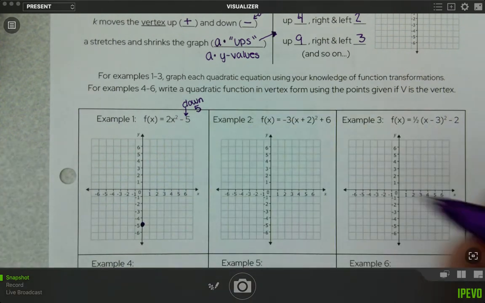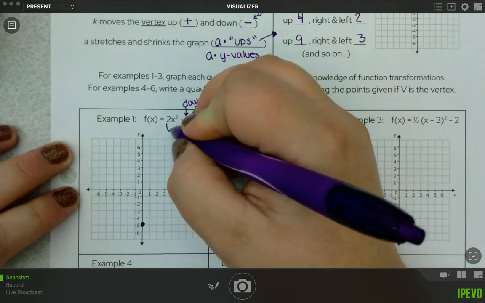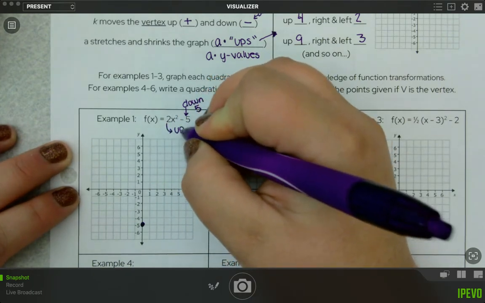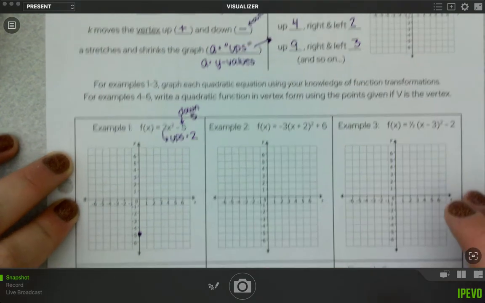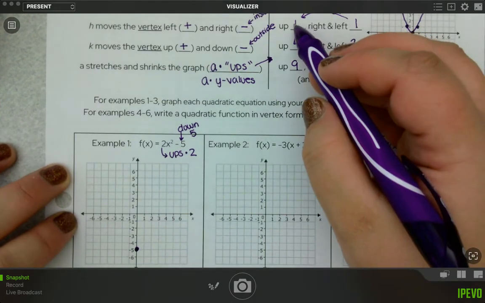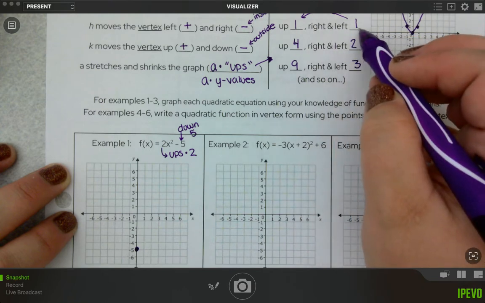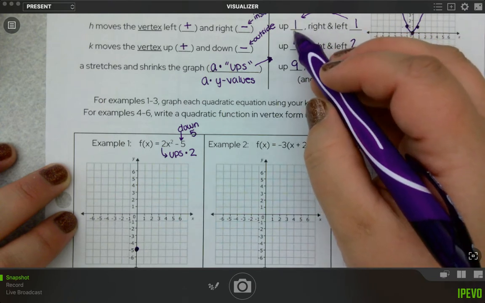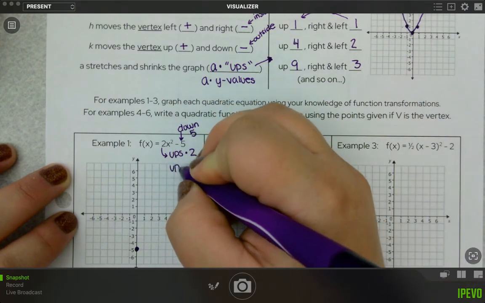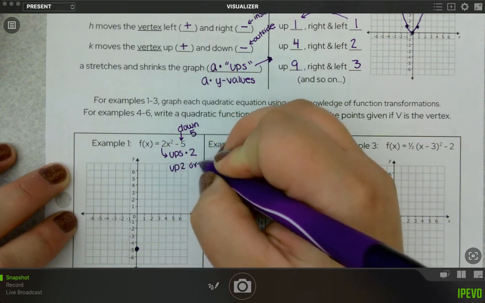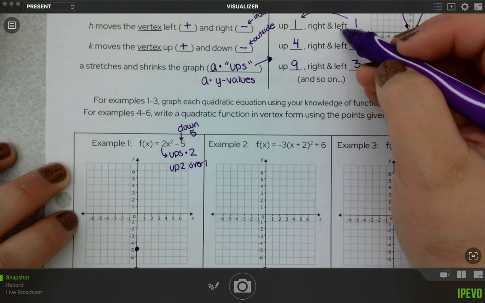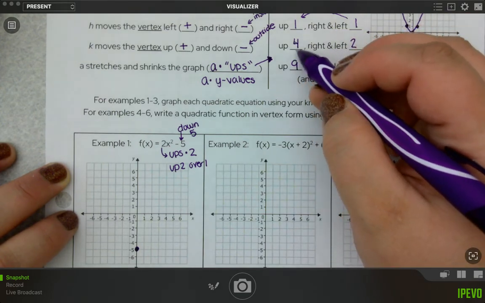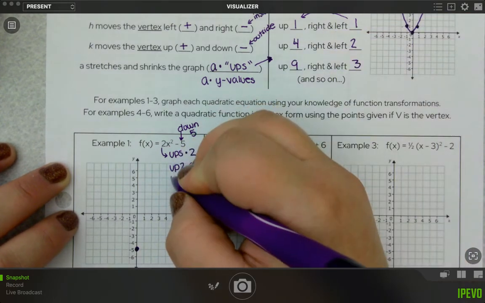And then there's this 2 out front. So what we're going to do is multiply our ups times 2. And I'm going to write the new pattern over here on the right. So instead of up 1, left and right 1, this is going to multiply by 2. So that'll be up 2. And I'm just going to call it over 1 because it's going left and right. And then I need to multiply this by 2, just the up parts.